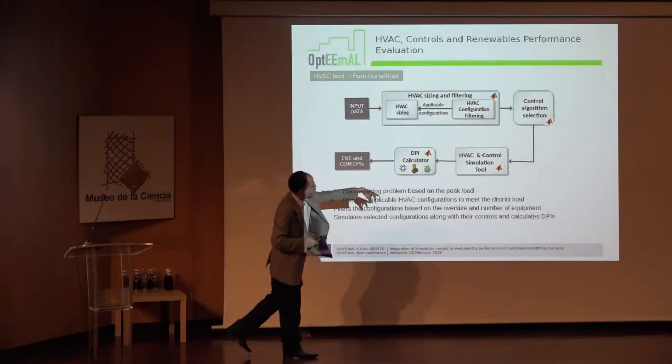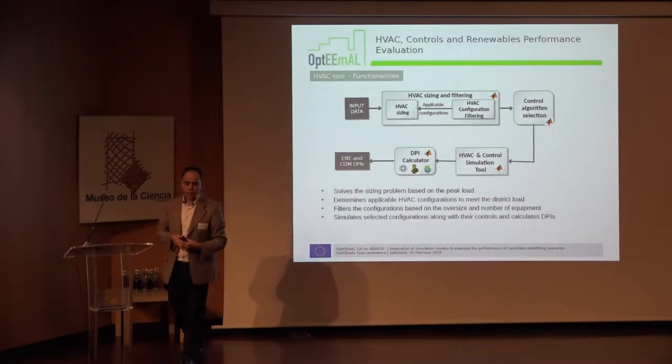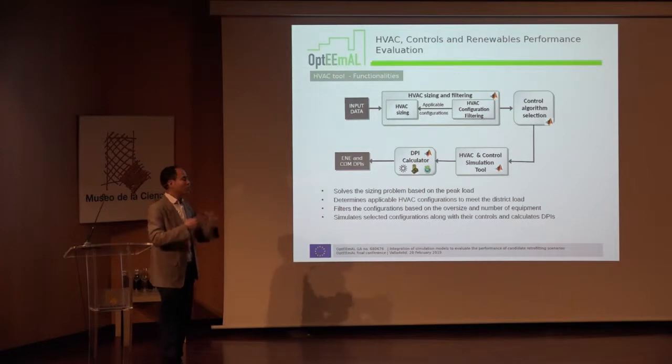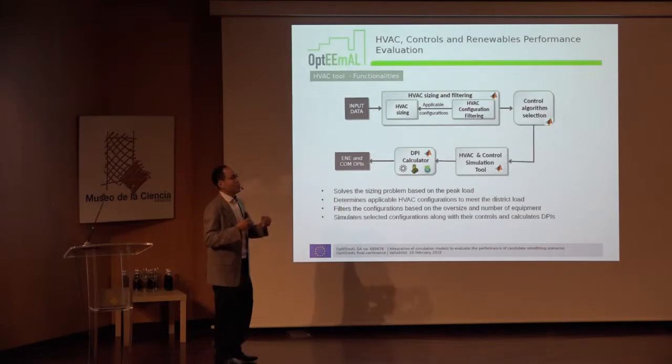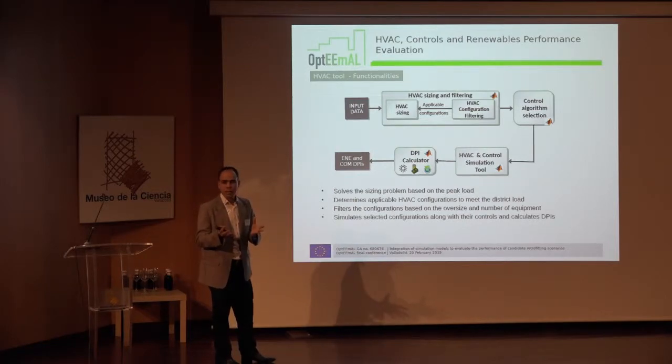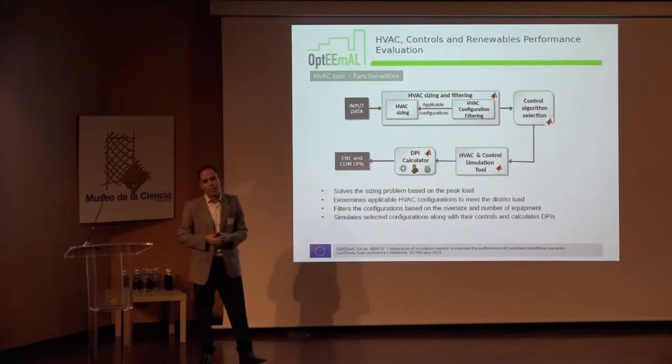Then we do the simulation at the bottom here, and we calculate the KPIs. The output of the tool will be the district performance indicators and also the systems that were selected, the decisions that were made by the tool. So for each building or for the district level, what system has been selected and what control strategy has been selected, along with the indicators for that scenario.